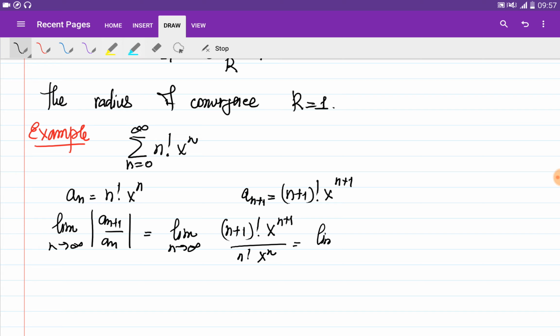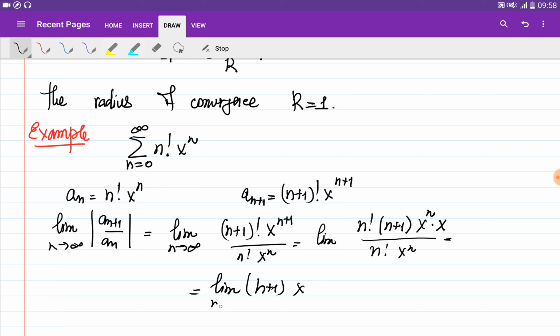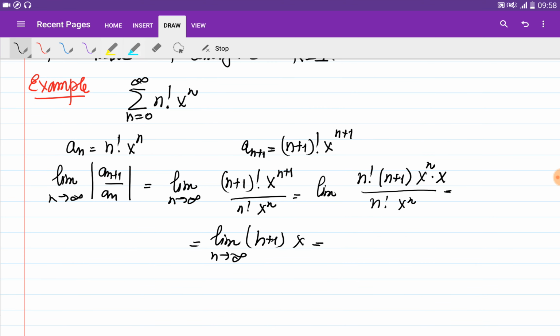So basically, we can write down (n+1)! as n! multiplied by (n+1). And we can write down x to the power of n+1 as x to the power of n multiplied by x, divided by n! x to the power of n. And what is left is simply (n+1) multiplied by x. So when n goes to infinity, this limit diverges, right? It is basically equal to infinity, right?